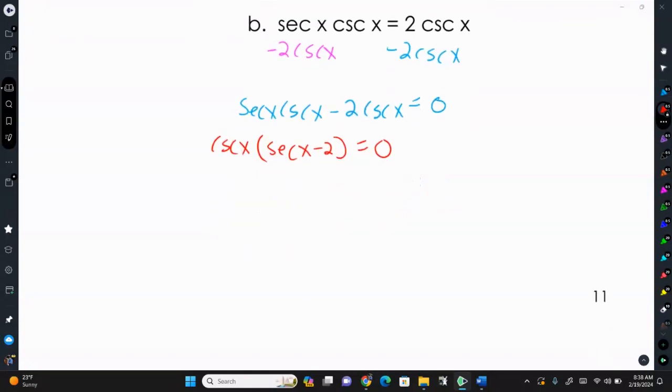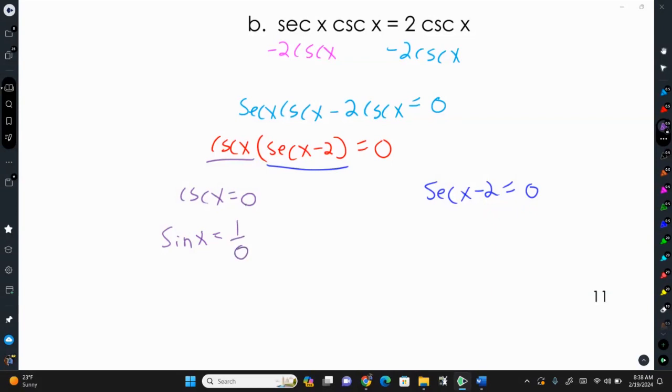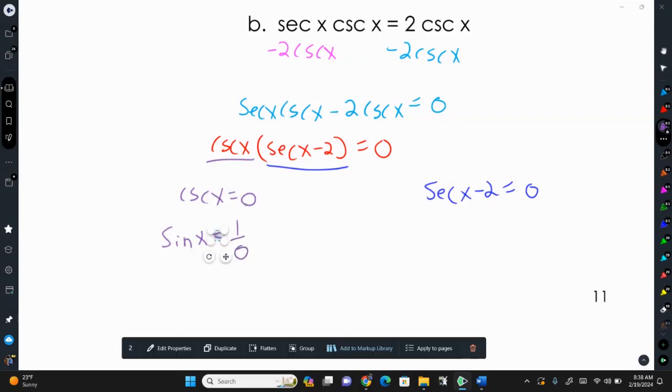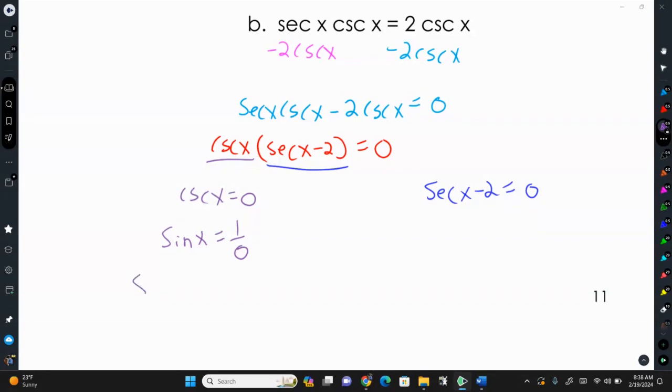So now we set each part equal to 0. Cosecant x is equal to 0, and secant x minus 2 is equal to 0. Well, again, cosecant is 1 over sine, so this means sine of x would equal 1 over 0. That's not possible. Sine is not undefined anywhere, so no solutions for that part.